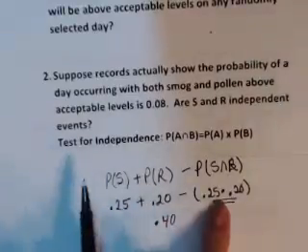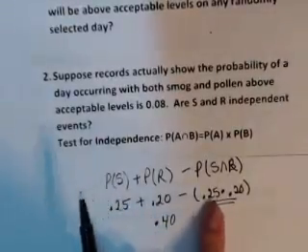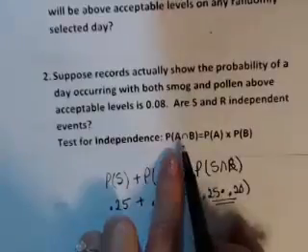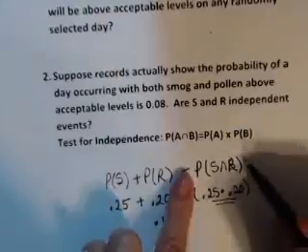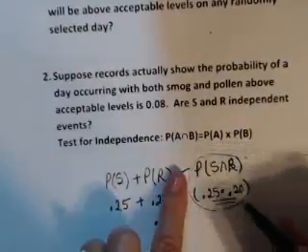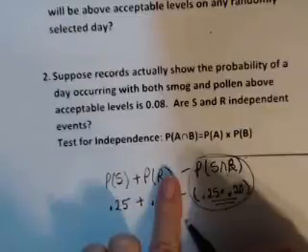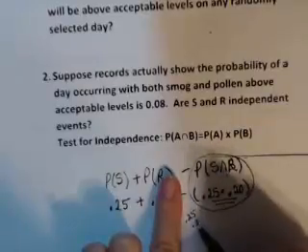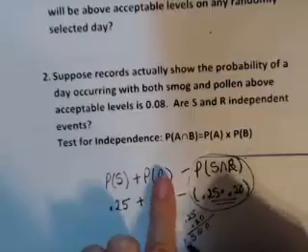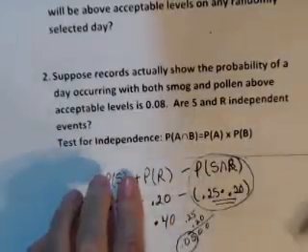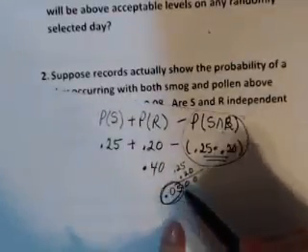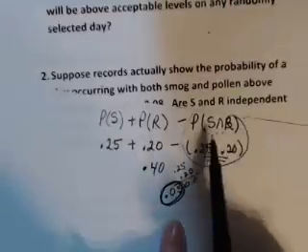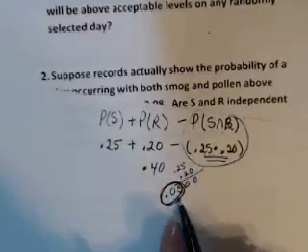Now, the test for independence is if you look at this intersection, which we found by multiplying the two together. When we multiply 25 hundredths times 2 tenths, we end up with 5%, or 5 hundredths. So when you actually multiply them together, you get 5 hundredths.